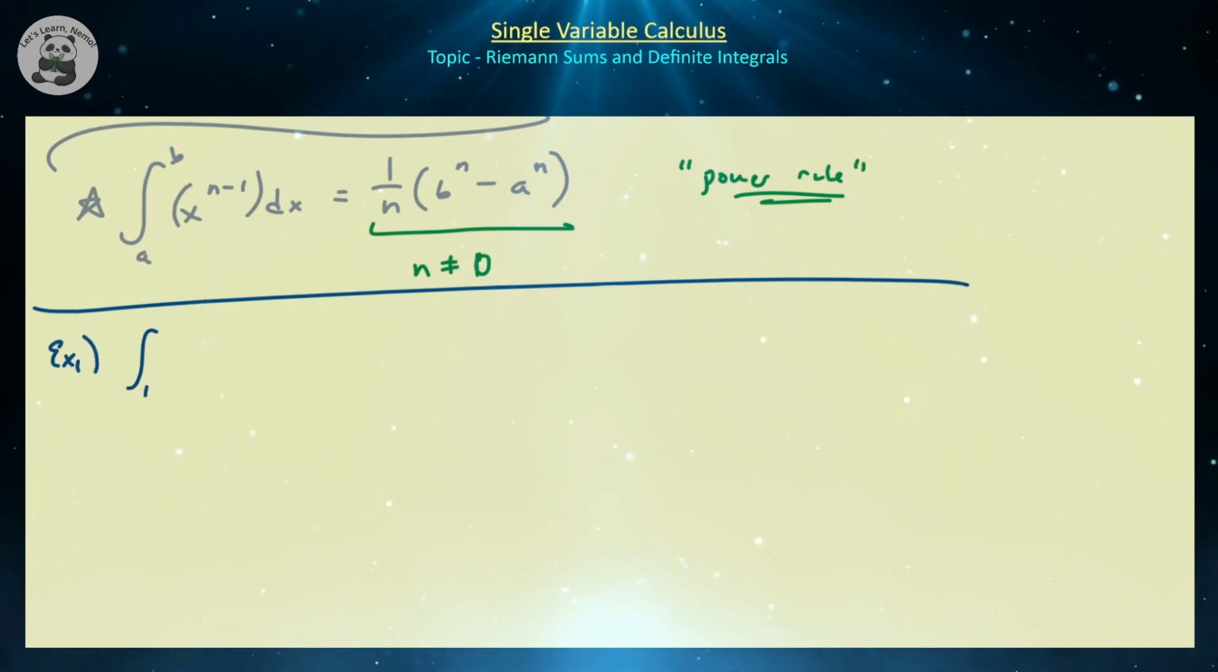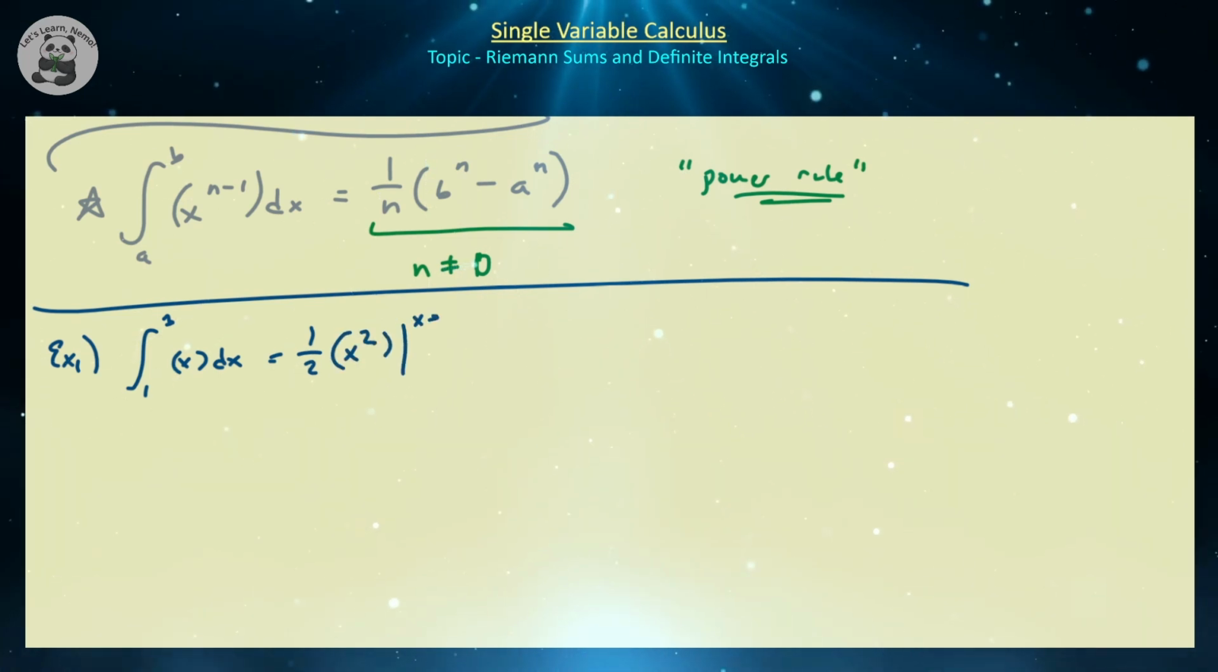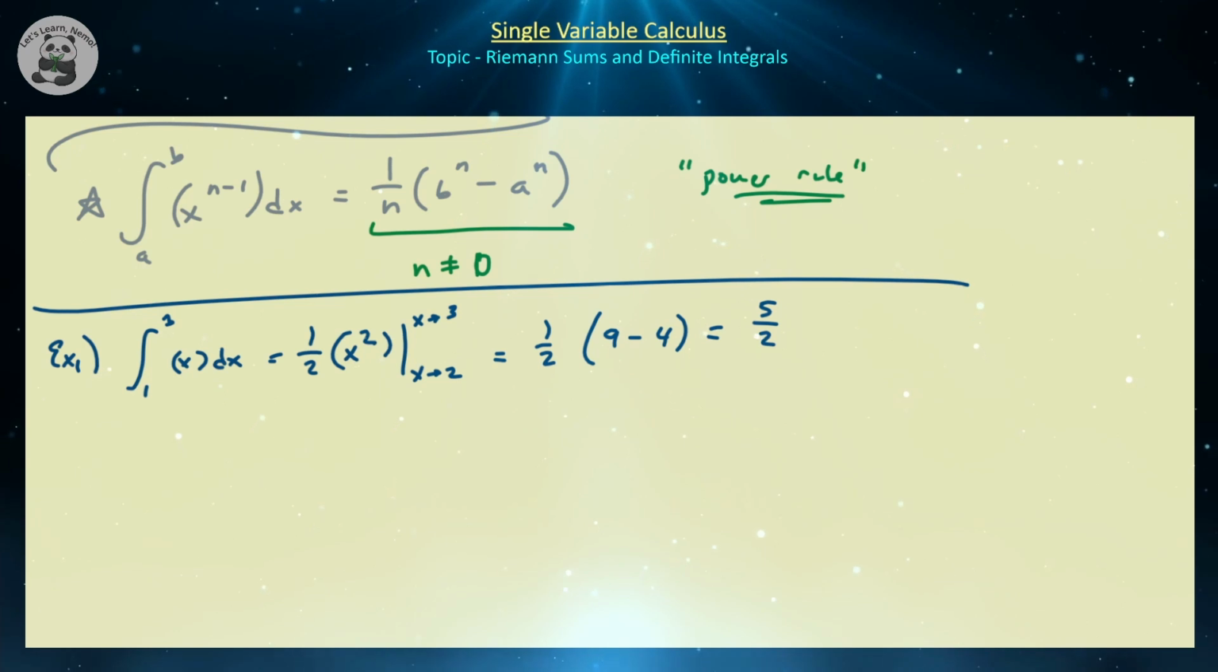Let's do the integral from 1 to 3 of x dx. So we've already used this, but what we have there is 1 divided by 2, times x squared, evaluated as x goes to 3 and as x goes to 1. So that's going to be equal to 1 half of 9 minus 1, which is just going to be equal to 4. Right? So that's pretty easy, right? So 3 squared is 9, 9 minus 1, 8, divided by 2, 4.